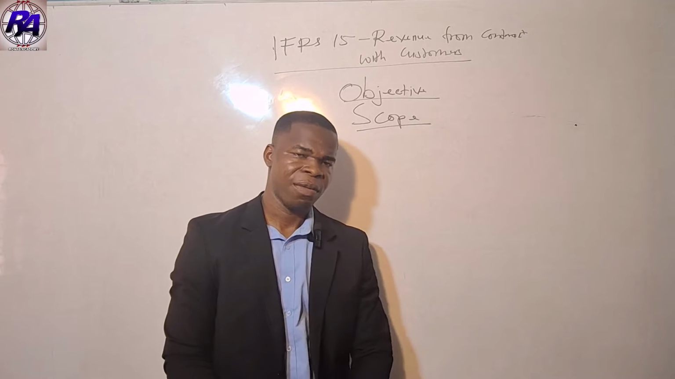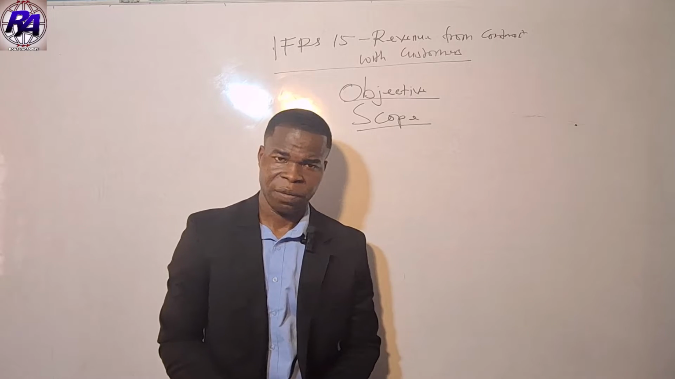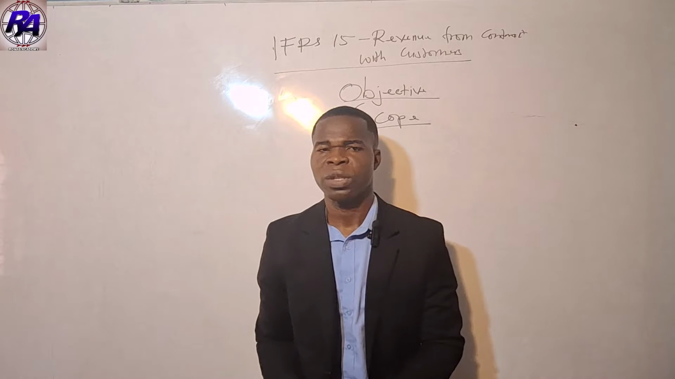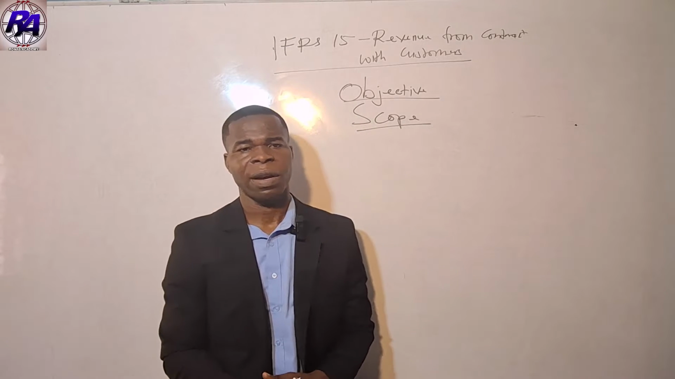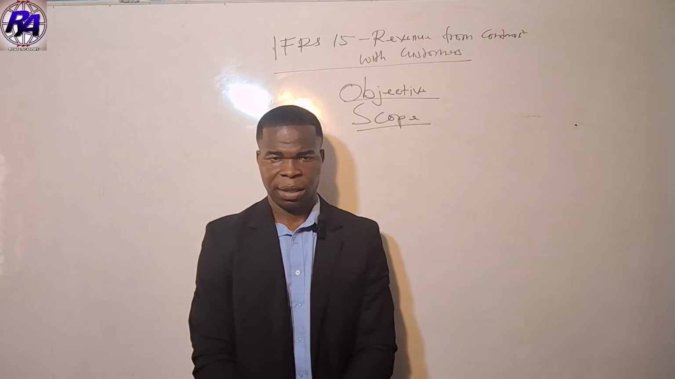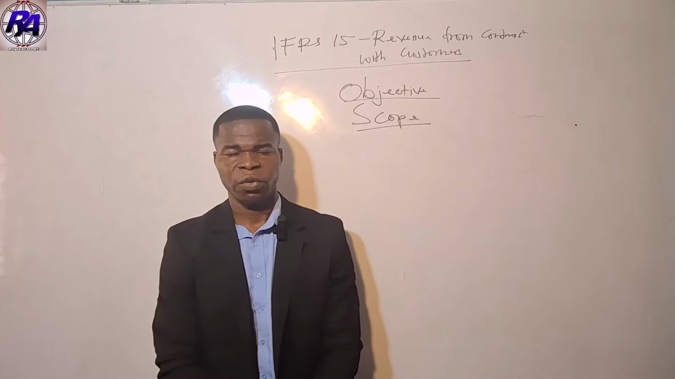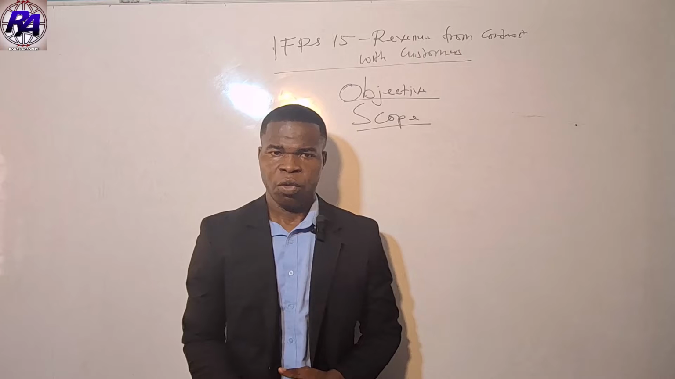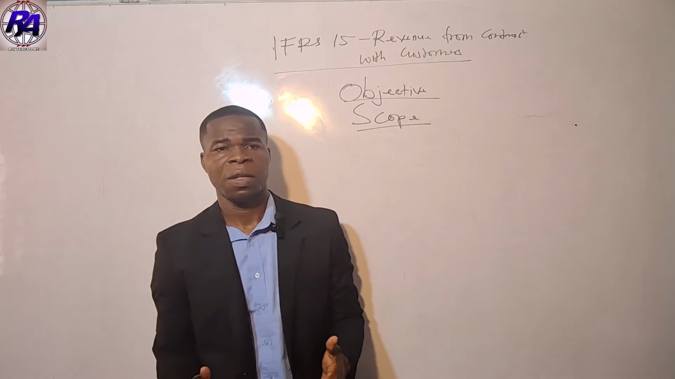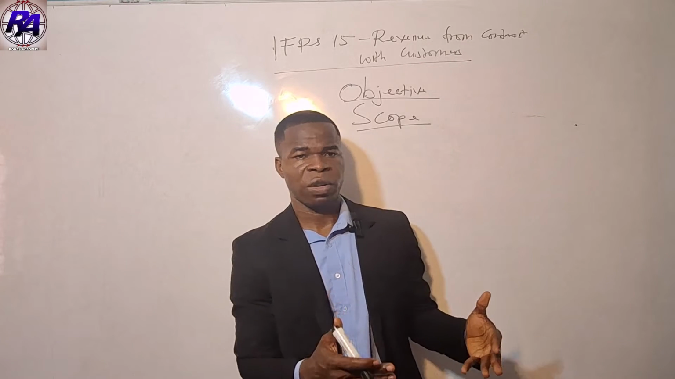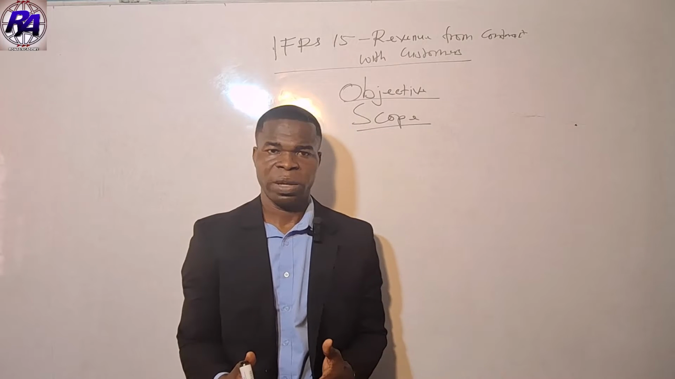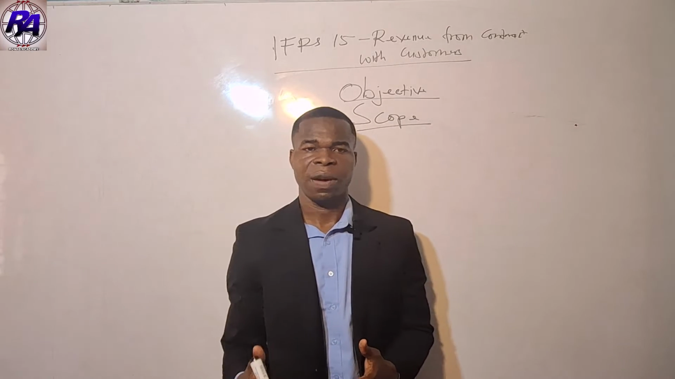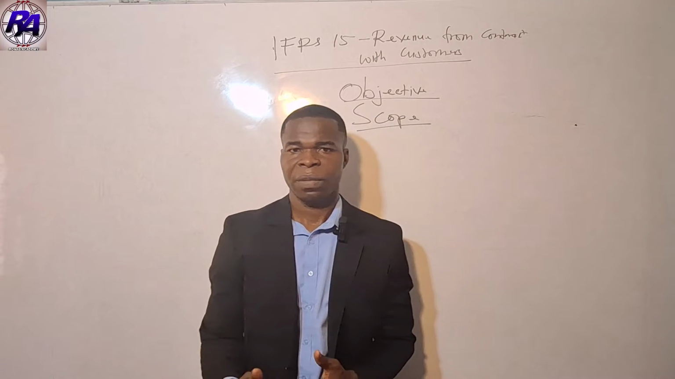Now let's look at some of the things that the standard does not cover. Lease contracts have their own standard, that is IFRS 16. We also have insurance contracts, which also have their own standard, IFRS 17. Sometimes we have contracts that have to do with financial instruments. We have their standards, IAS 32, IFRS 9, IFRS 7.